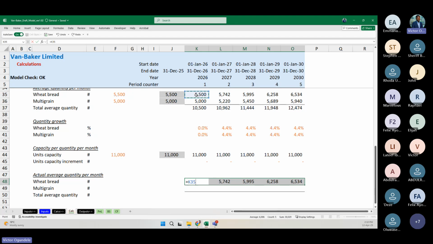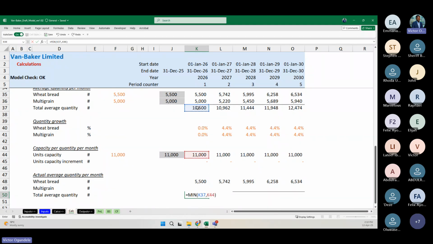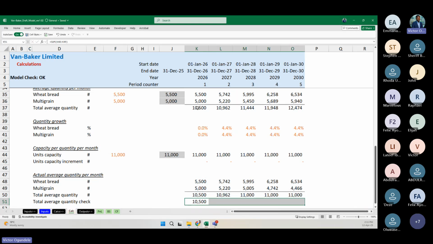So here I'll link my white bread directly to what I forecasted. My total, considering the capacity is restricted, so equal to my minimum of my average forecast quantity, comma, and my units available capacity. Close the bracket, enter, and I will drag that across. And my multi-grain will now be what? The difference between my total average quantity minus the forecast of white bread, and copy that across. At times you can even put a total average check, so just sum both of them together, my white bread and multi-grain, to be sure that they are correct.